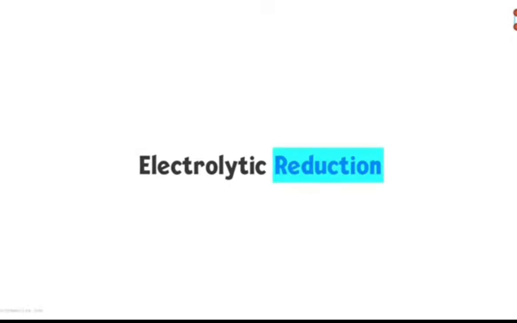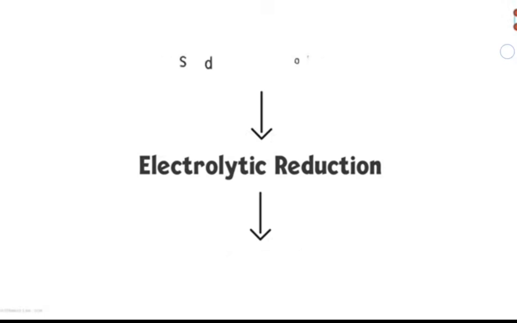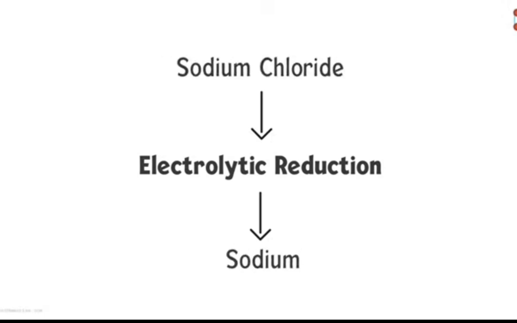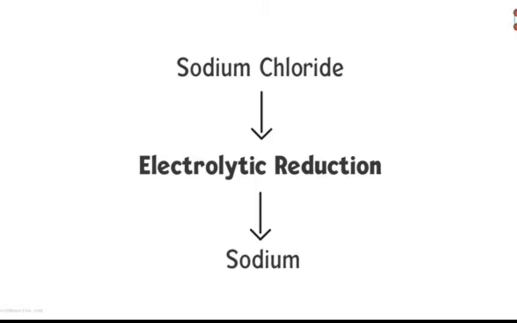So reduction means reductions from the oxides or the chlorides. So the top reactivity series metals can be found in their ores as the oxides or the chlorides. For example, sodium chloride is electrolytic reduced to give sodium. For this we have to perform the electrolysis. So the sodium chloride is electrolytic reduced to give the sodium.